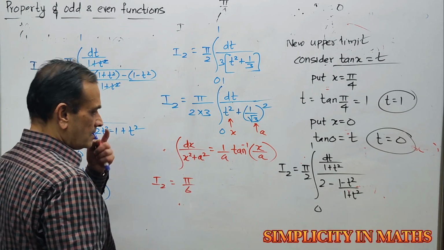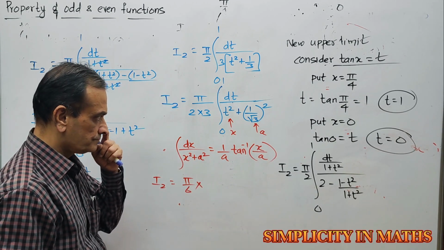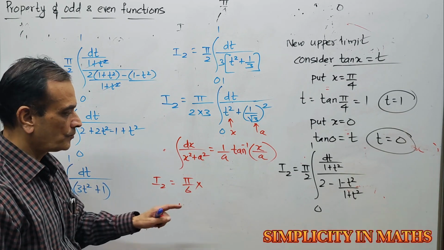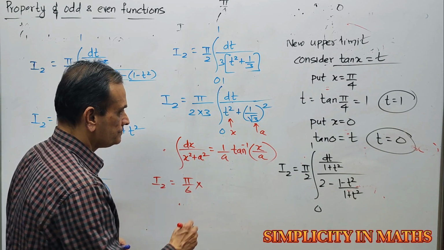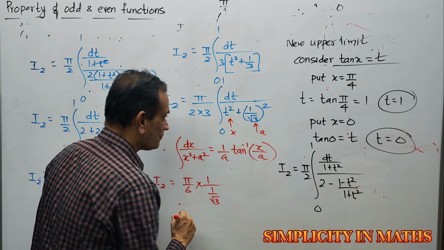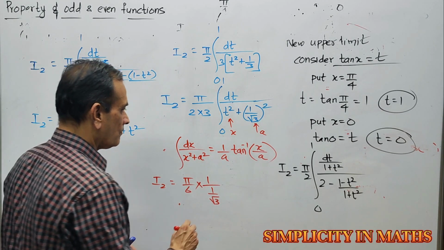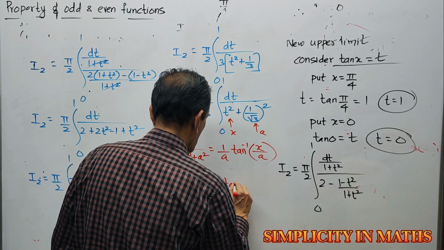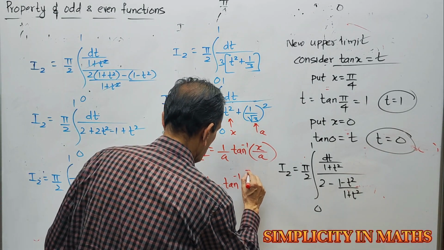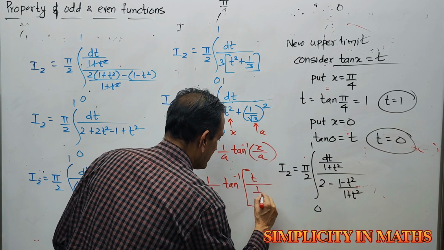3 into 2 is 6. Now see, what is in the formula? One upon A. One upon 1 by root 3. Tan inverse x upon A. X is t. A is 1 by root 3.